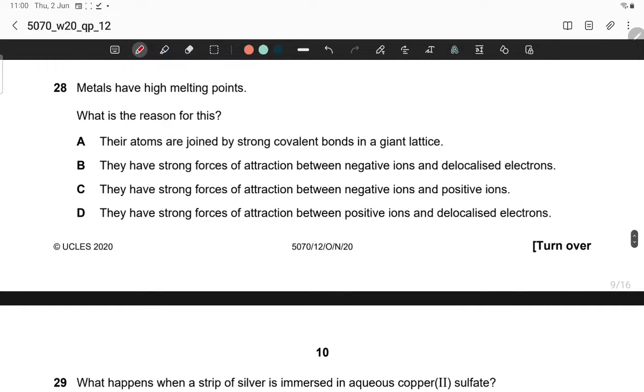Metals have high melting points. What is the reason for this? The atoms are joined by strong covalent bonds in an ionic lattice. This is incorrect. They have strong forces of attraction between negative ions and delocalized electrons. Not negative ions, positive ions. This is also incorrect. They have strong forces of attraction between negative ions and positive ions. Not negative ions, positive ions and delocalized electrons. So this is incorrect. They have strong forces of attraction between positive ions and delocalized electrons.